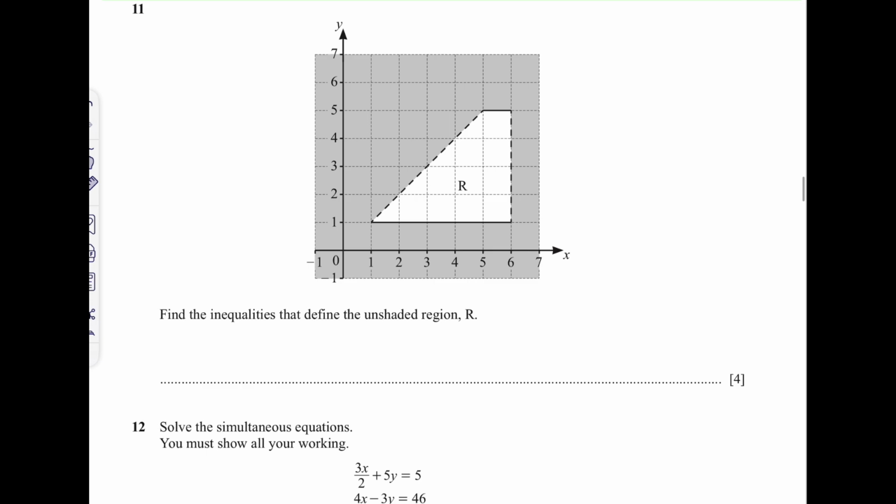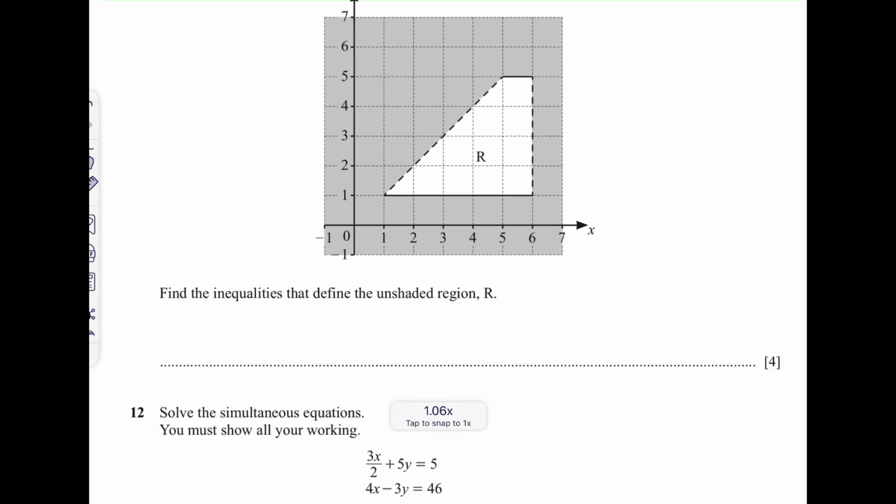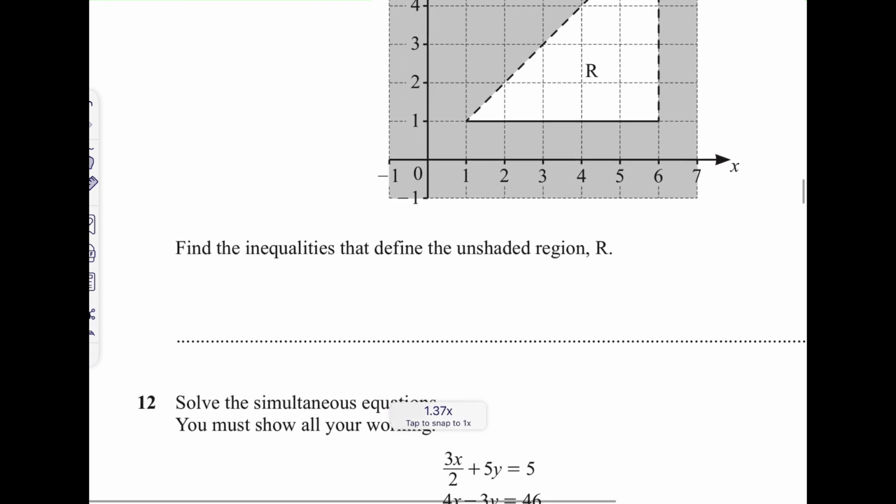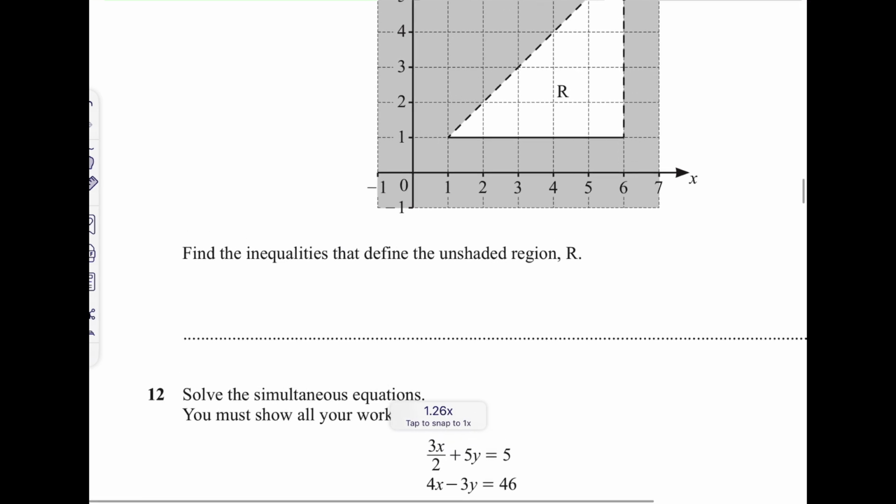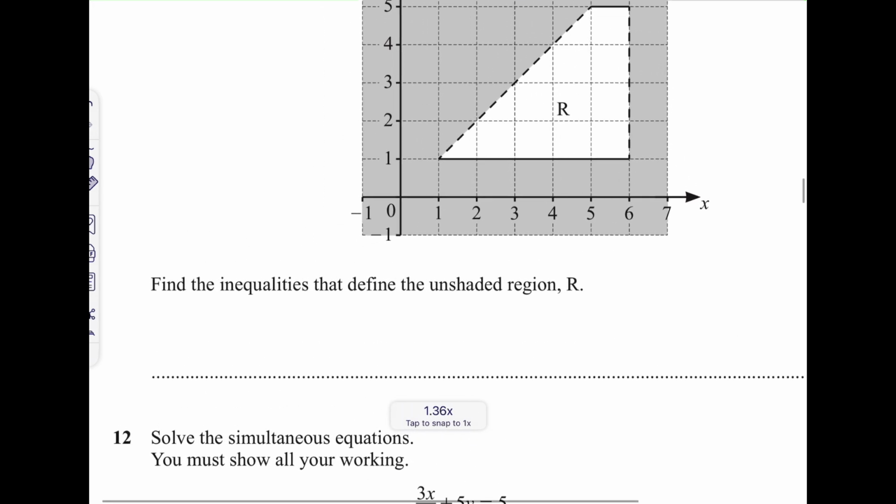Moving on, it says find the inequalities that define the unshaded region R. So there are 4 marks for 4 inequalities. The first inequality is basically, as I can see, x is greater than 1.